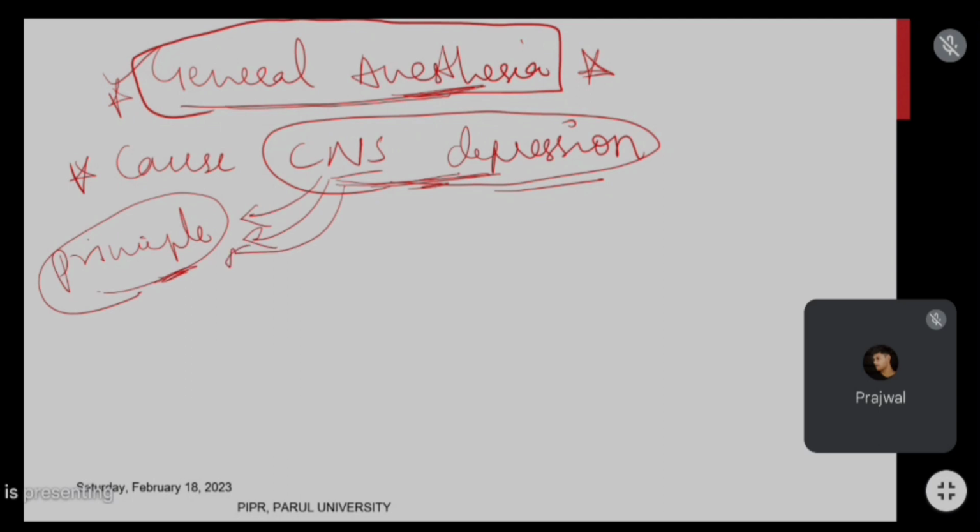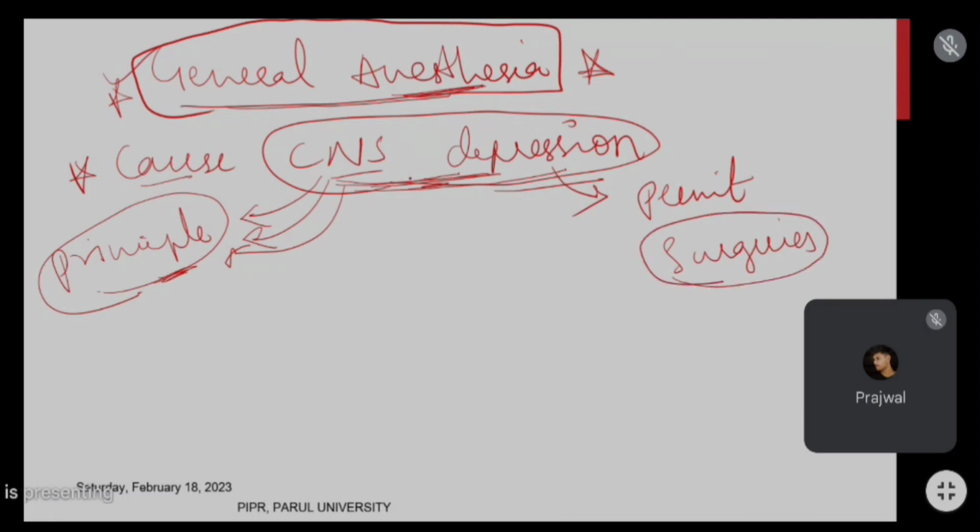Now, simply, general anesthetics are the drugs, let me repeat, listen carefully. General anesthetics are the drugs which will cause CNS depression, and this CNS depression will permit the patient to undergo surgeries. I am telling the definition of general anesthetics: general anesthetics are the drugs which cause CNS depression, which will permit surgeries to be performed on the patient.